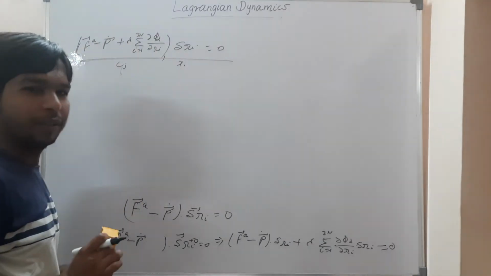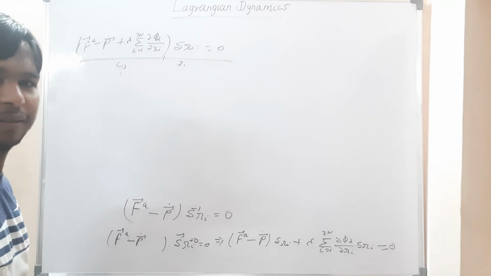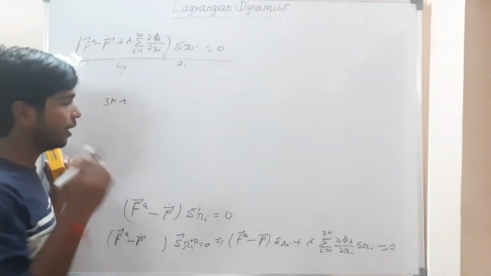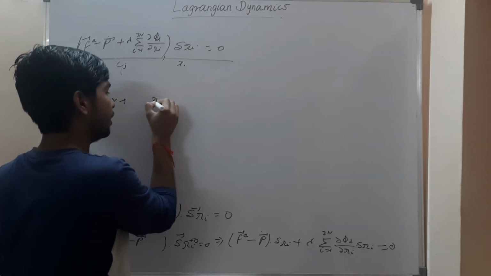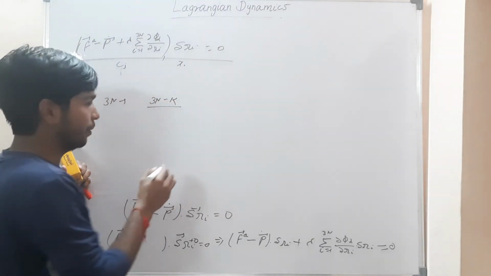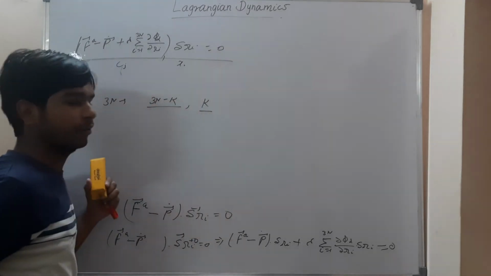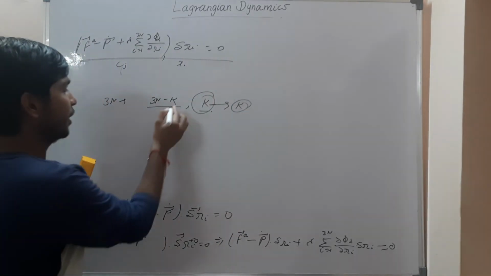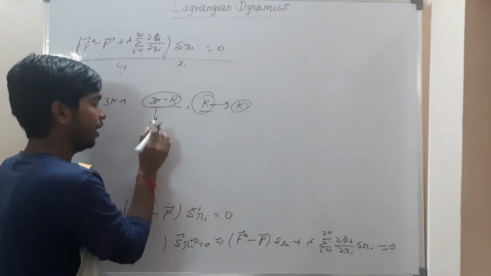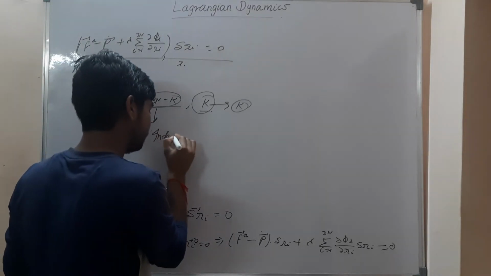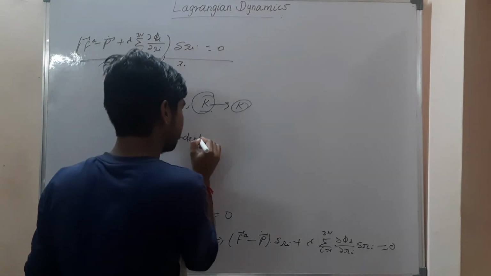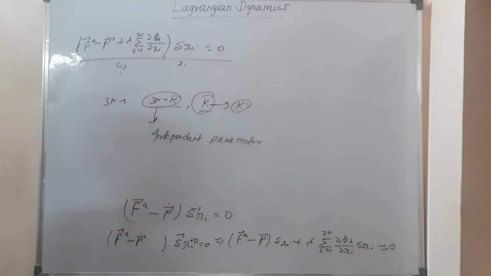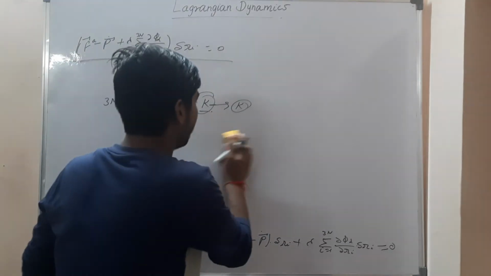all the dependent parameters. Understood? Means like there are 3n coordinates. Among them, 3n minus k coordinates are independent and k are dependent coordinates. Our main purpose is to remove that k number of parameters, so we can get 3n minus k. These are all independent parameters. So using this one, our work becomes easy.